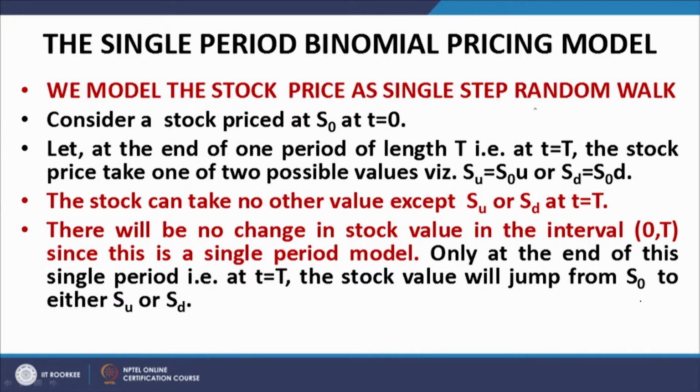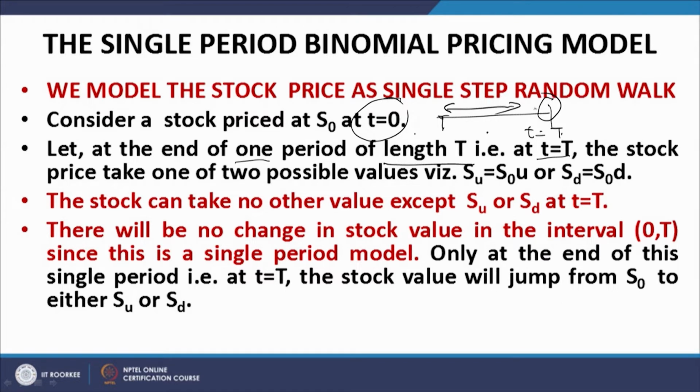So, consider a stock priced at S0 at t equal to 0. Let, at the end of one period, this is important, one period, the length of that period may be anything, but it has to be one period. This is more explicitly given as I move along the slide. Of length T, that is at t equal to capital T. We started the observation, or the process started, at t equal to 0. Let us say this is t equal to 0, then this is t equal to capital T, and it is at this point that the system will undergo a transition. There would be no movement of the system, no change in the system situation between these two.